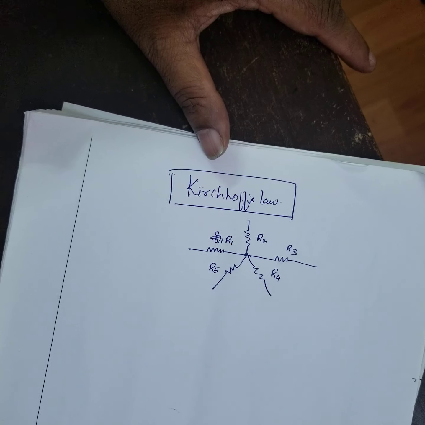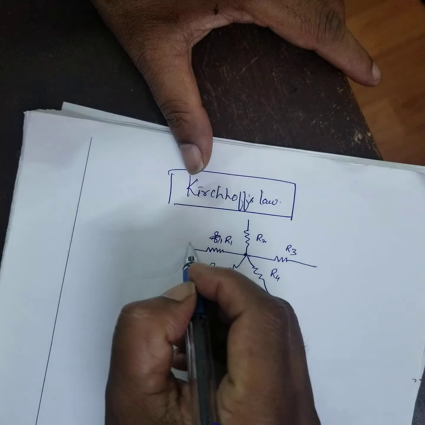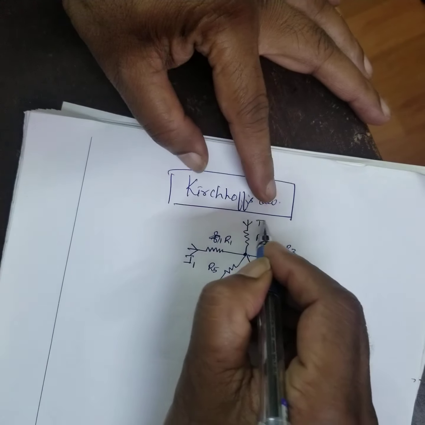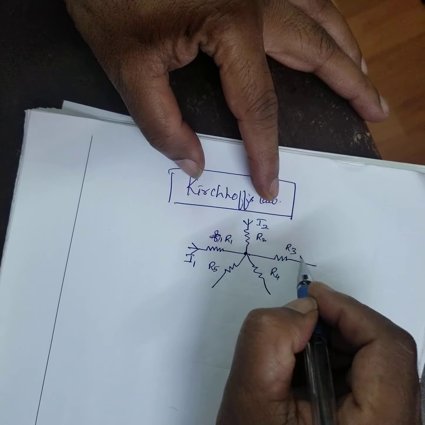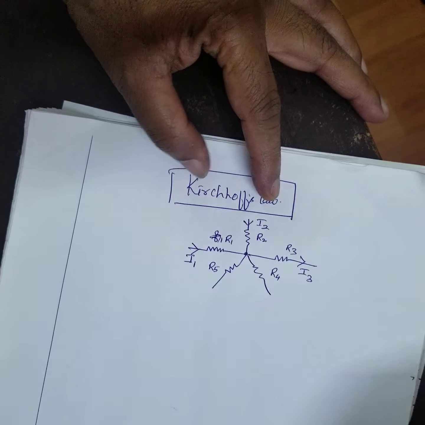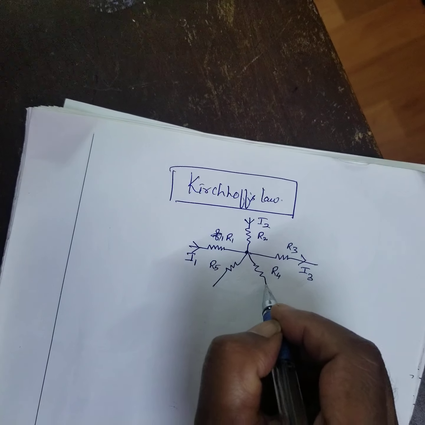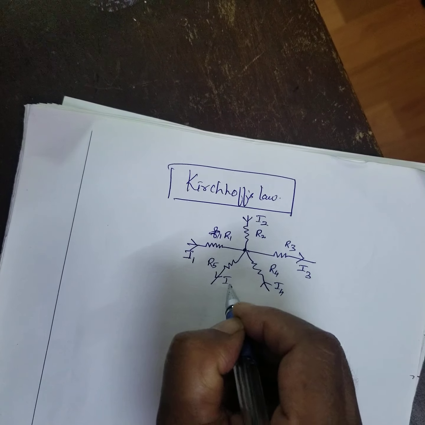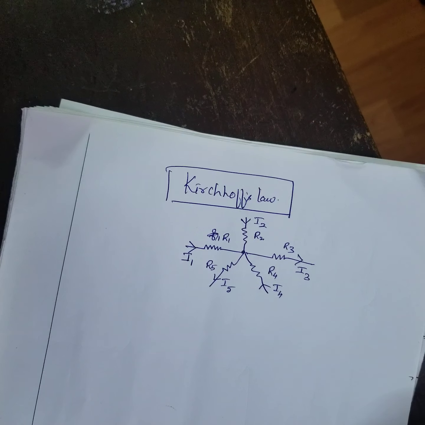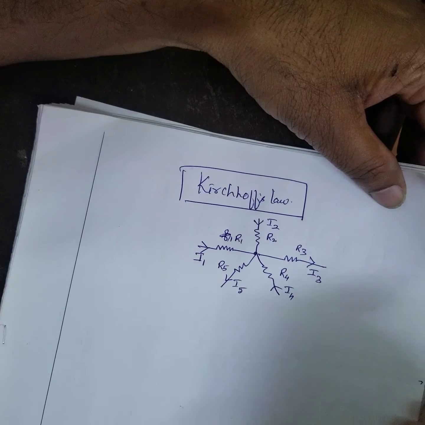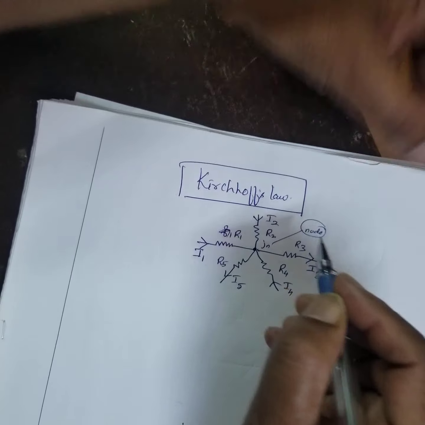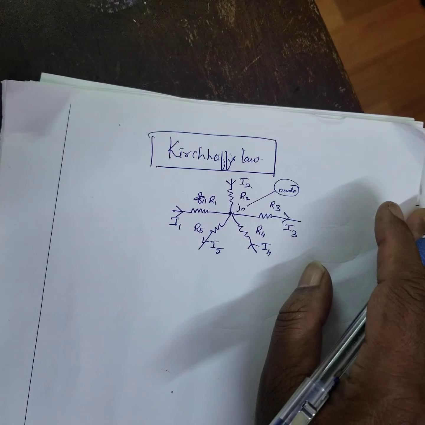Right now what I take is the current entering the junction as positive, I1. This is also I2 entering the junction. I3 is leaving the junction, and I4 and I5. Now this is called a node, the junction or node.